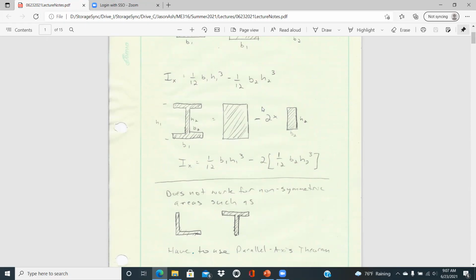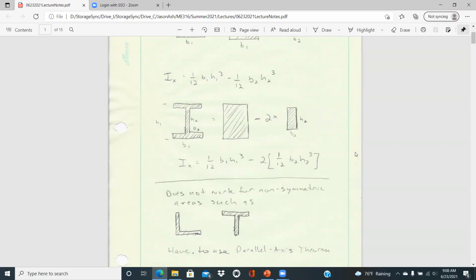And so all we have to do is take the larger rectangle. That would be B1 and H1 on the first rectangle, and then minus 2 times B2 and H2 as we cut both of those out. And so Ix would just be 1/12 B1H1 cubed minus 2 times 1/12 B2H2 cubed.